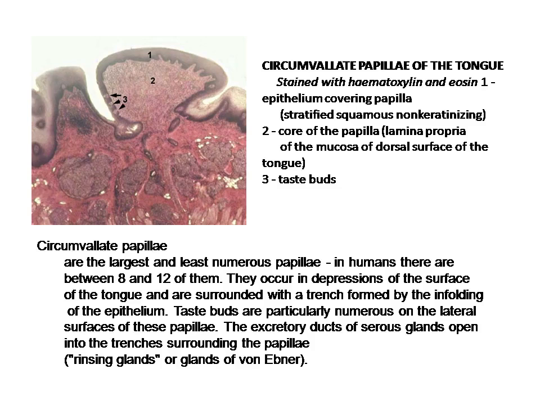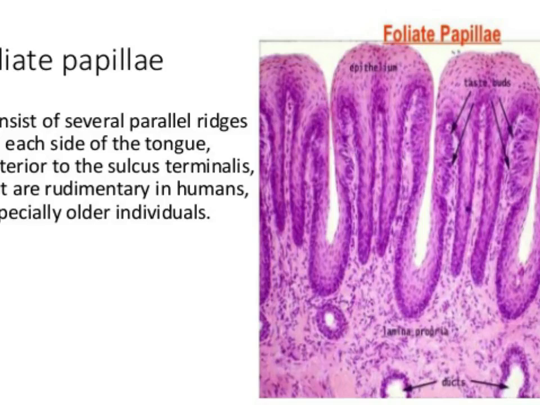Opening into the depth of the furrow are the ducts of serous von Ebner's glands, which are located more deeply in the tongue. The thin serous secretions of these glands wash away food material from the furrows, permitting reception of new gustatory stimuli by the taste buds.